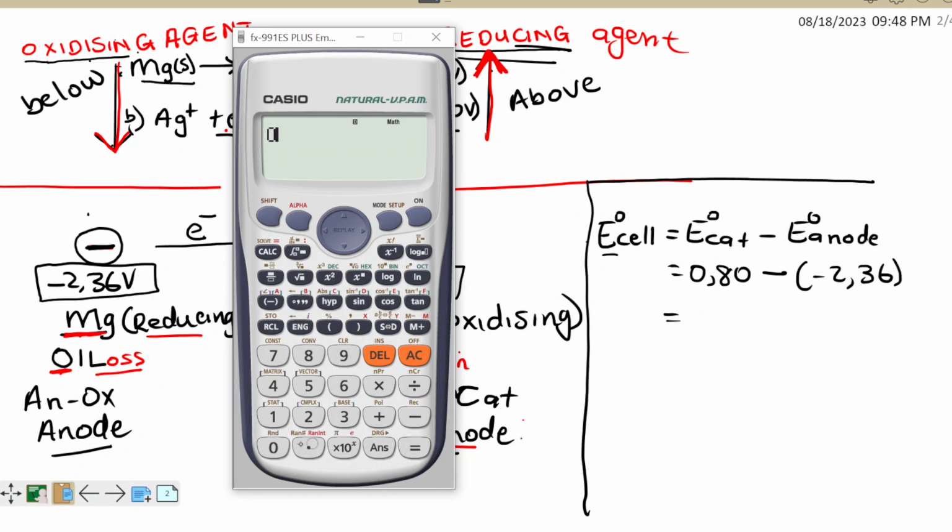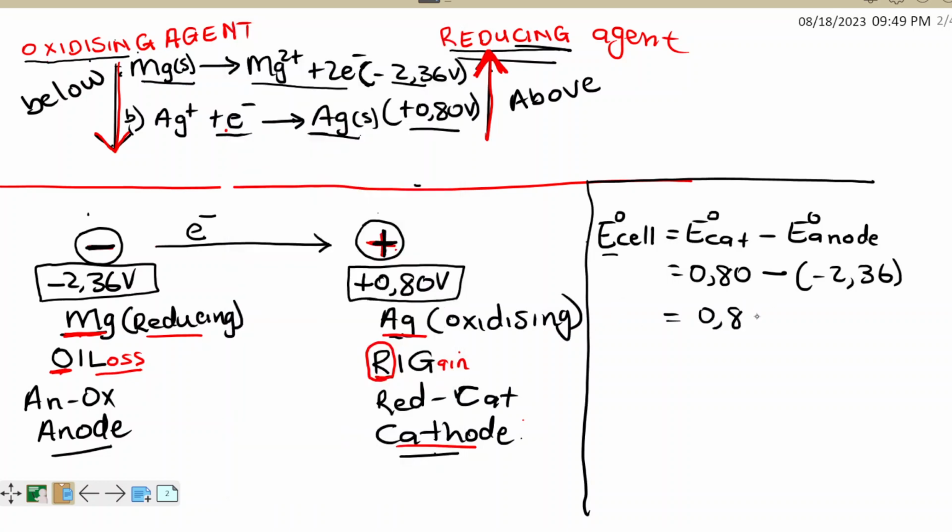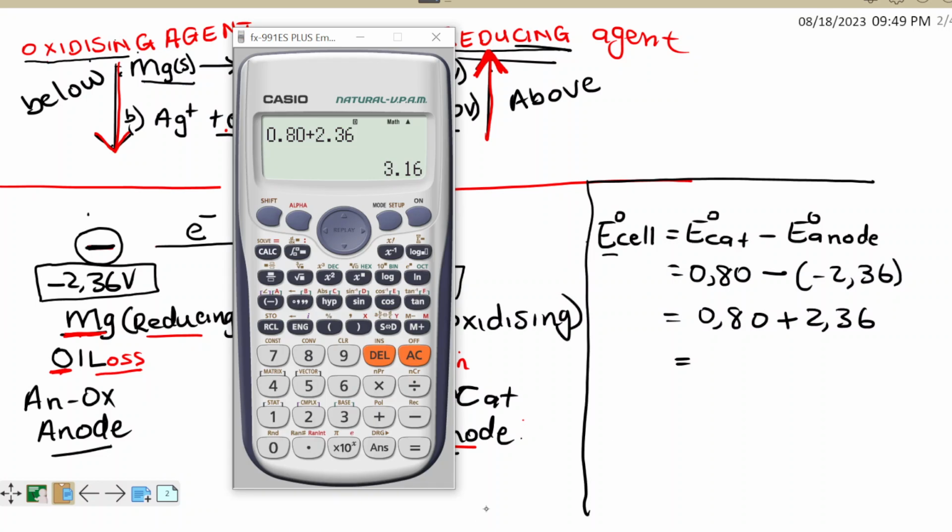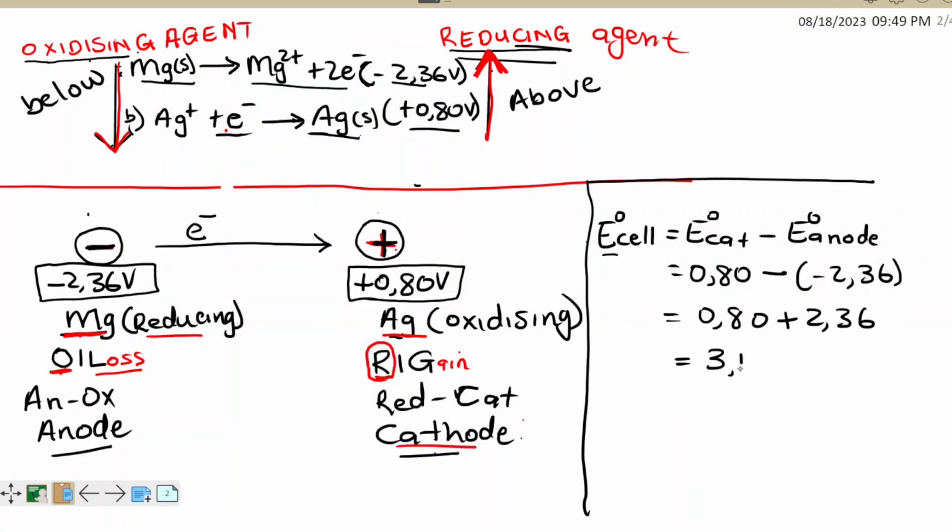So we have 0.80 plus 2.36. The answer that we get is 3.16. Remember, this is 0.80, negative and negative, it's a positive, 2.36. So the answer we said is 3.16 volts. This is the initial potential difference of this cell, which is cell B, 3.16.